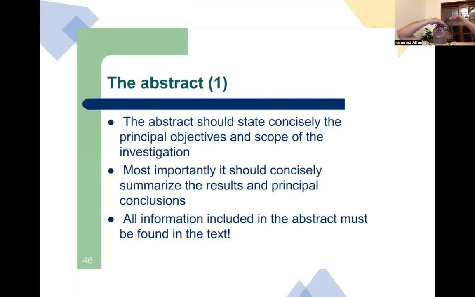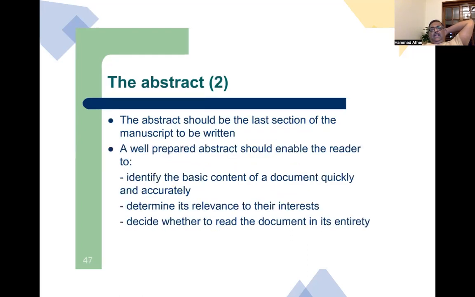The real last portion is your abstract. The abstract should state concisely the objectives and scope of the investigation, and more importantly, it should concisely summarize the results and principal conclusions. All information included in the abstract must be found in the text. The abstract should be the last section of the manuscript to be written.